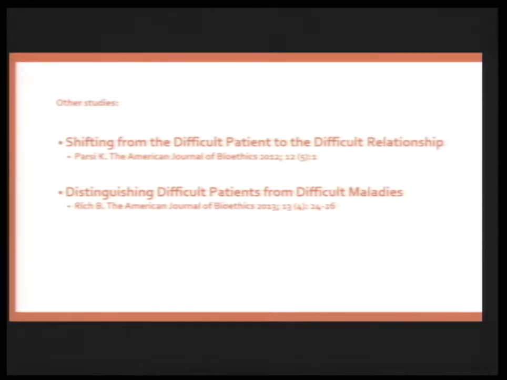There's another study from the American Journal of Bioethics, a couple of them here, shifting from the difficult patient to the difficult relationship. So that's a shift of focus from the patient's problem to a relationship problem. And then another one, distinguishing difficult patients from difficult maladies, so that, like the sickle cell patient, it's a very difficult malady and it's a difficult issue for both the physician and the patient.